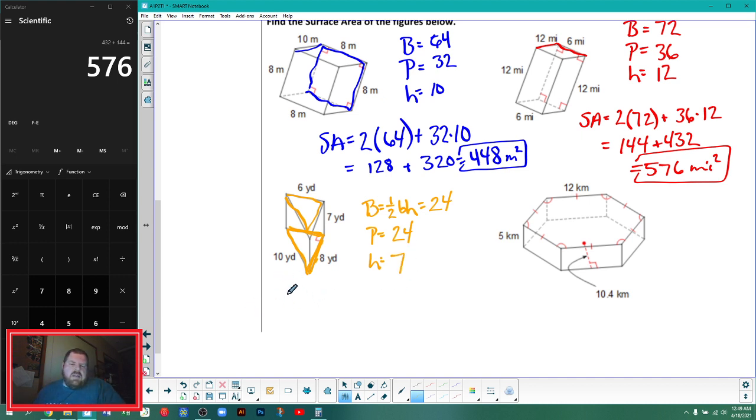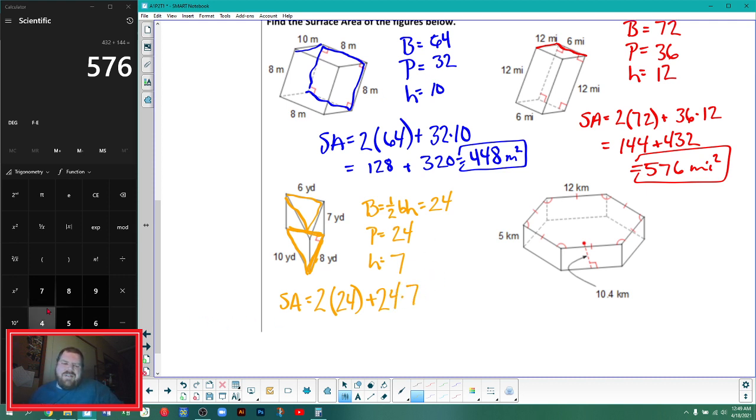So I've got surface area equals twice the area of the base, 24, plus the perimeter of the base. Oh my goodness. I can tell my frustration with already having done this.